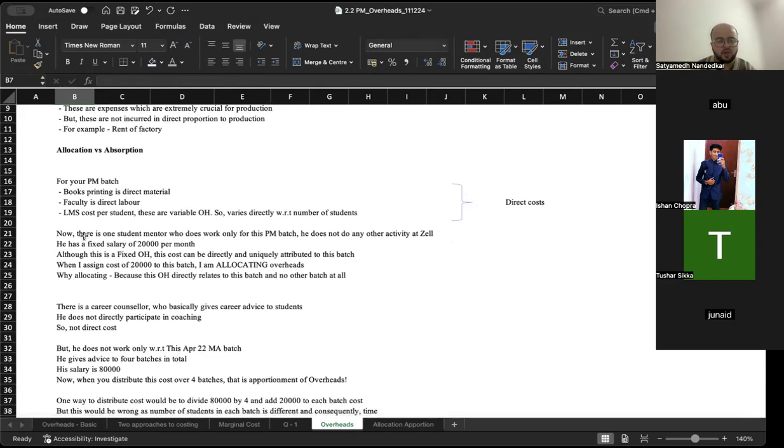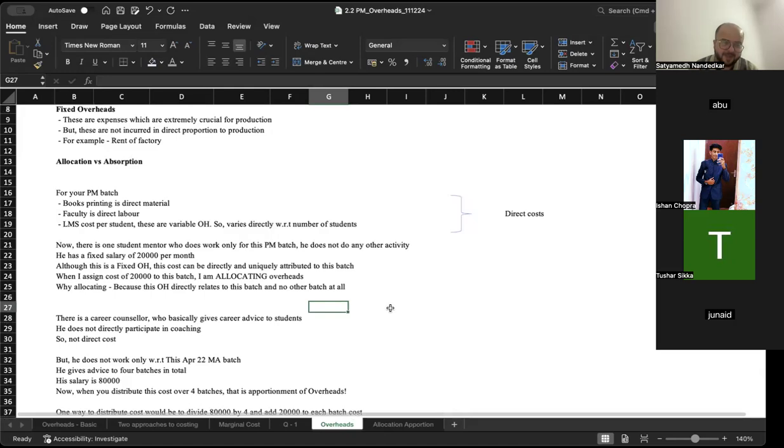Okay. Now let's talk about your PM class. For your PM class, the book printing cost is a direct material cost. If there are 4 students, I have to print 4 books. Faculty, that is Satyamed, is direct labor. And the LMS cost per student is again a variable overhead. Okay, this varies according to the number of students enrolled.